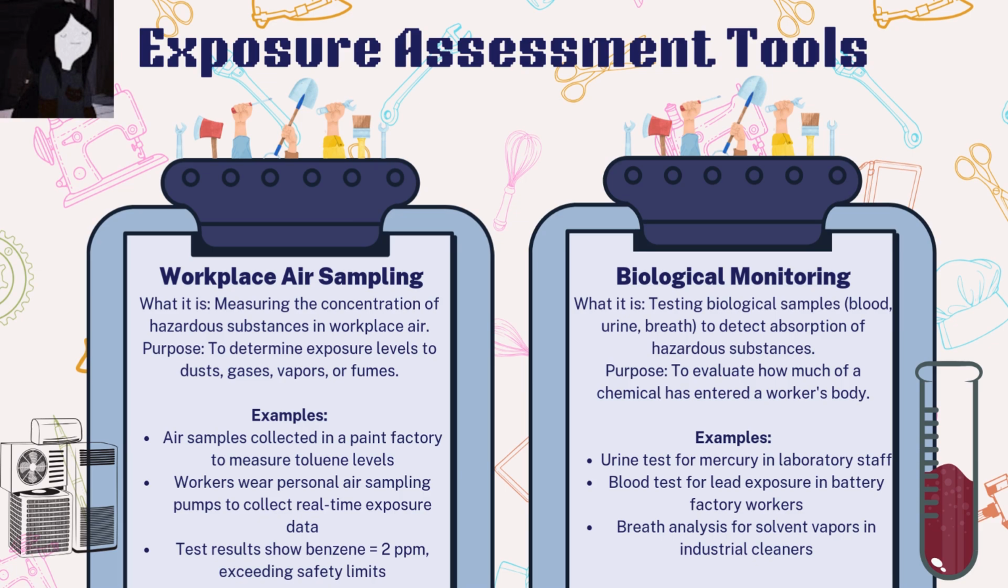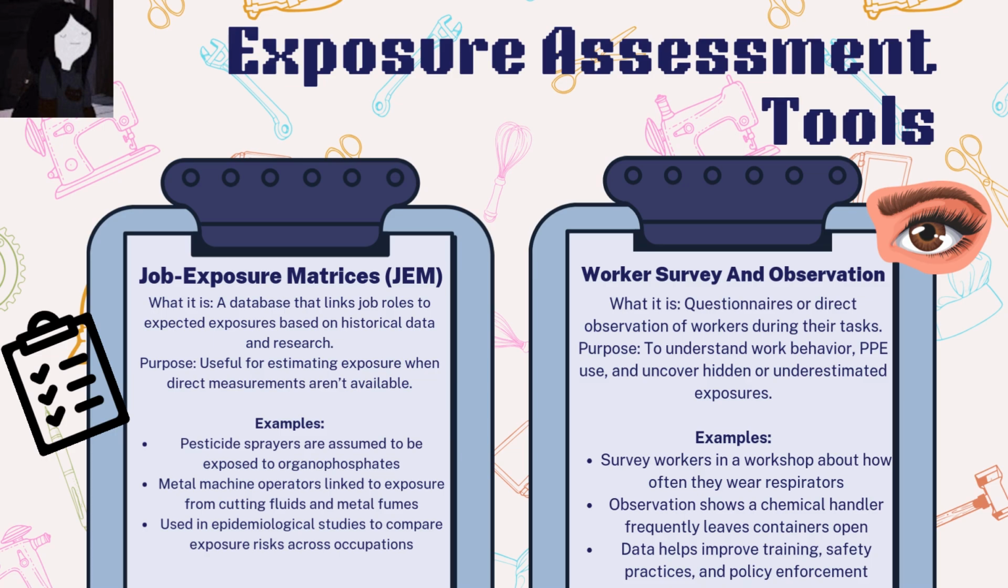These tools help ensure that both the environment and the workers' bodies are monitored for harmful exposures. In addition to air sampling and biological monitoring, we also use indirect methods to assess exposure level. These include number one, job exposure matrix. A JEM is a database that links job roles to expected exposure based on historical data and scientific research. It's especially helpful when direct measurements are impossible.